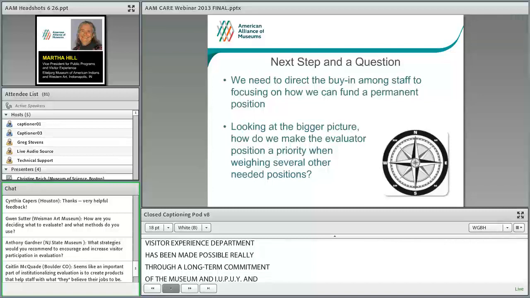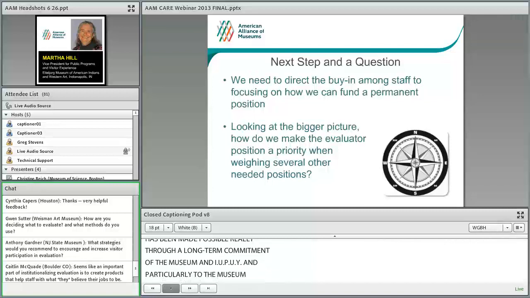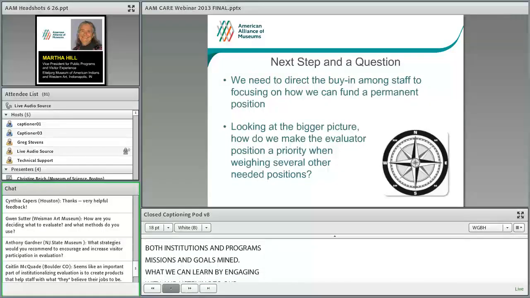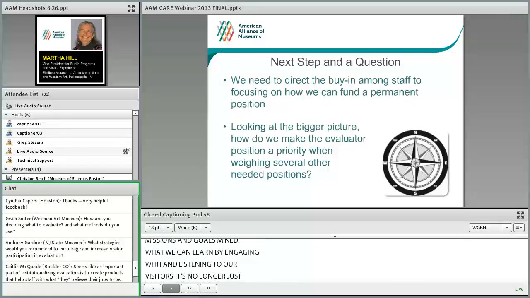The research activities that I've mentioned here at the Eiteljorg and the development of the Visitor Experience Department and emphasis on visitor research has been made possible really through a long-term commitment of the museum and IUPUI, and particularly to the Museum Studies program, and really to building relationships, to accessing and working with the local resources, and to keeping both institutions and programs' missions and goals in mind.